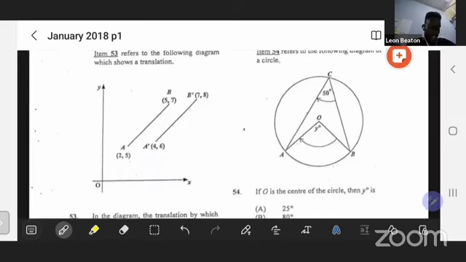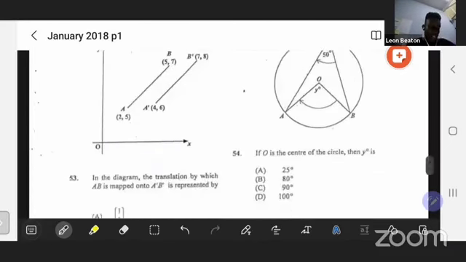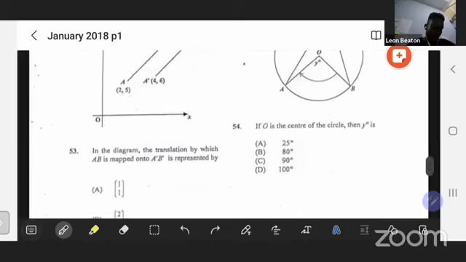So in the diagram, the translation by which AB is mapped onto A prime B prime. So you have A here and it's mapped onto here. Let's see the translation. So A moves from 2, 2 to 5, 4, 6. So it goes 1 across, 2 across, and then it goes up 1. So this will be 2, go 1, 2 across, and up. So 2, 1, that would be the translation. 2, 1, which is B.